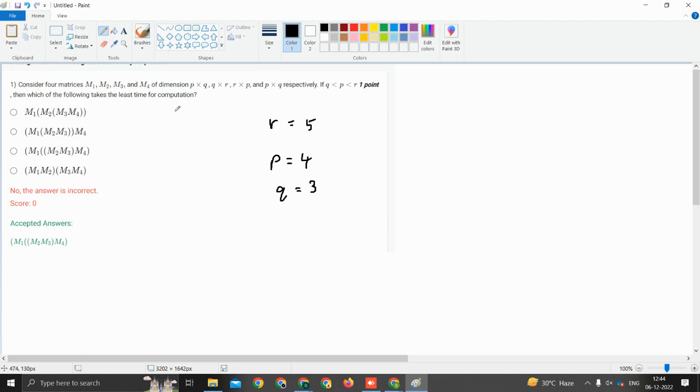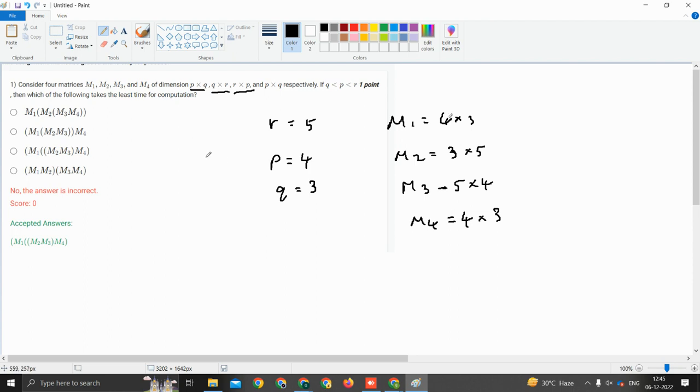Go ahead. Then M1 is P by Q, that means the dimension of the matrix is 4 cross 3. And M2 is Q into R, that means 3 cross 5. M3 is 5 cross 4. And M4 is 4 cross 3.